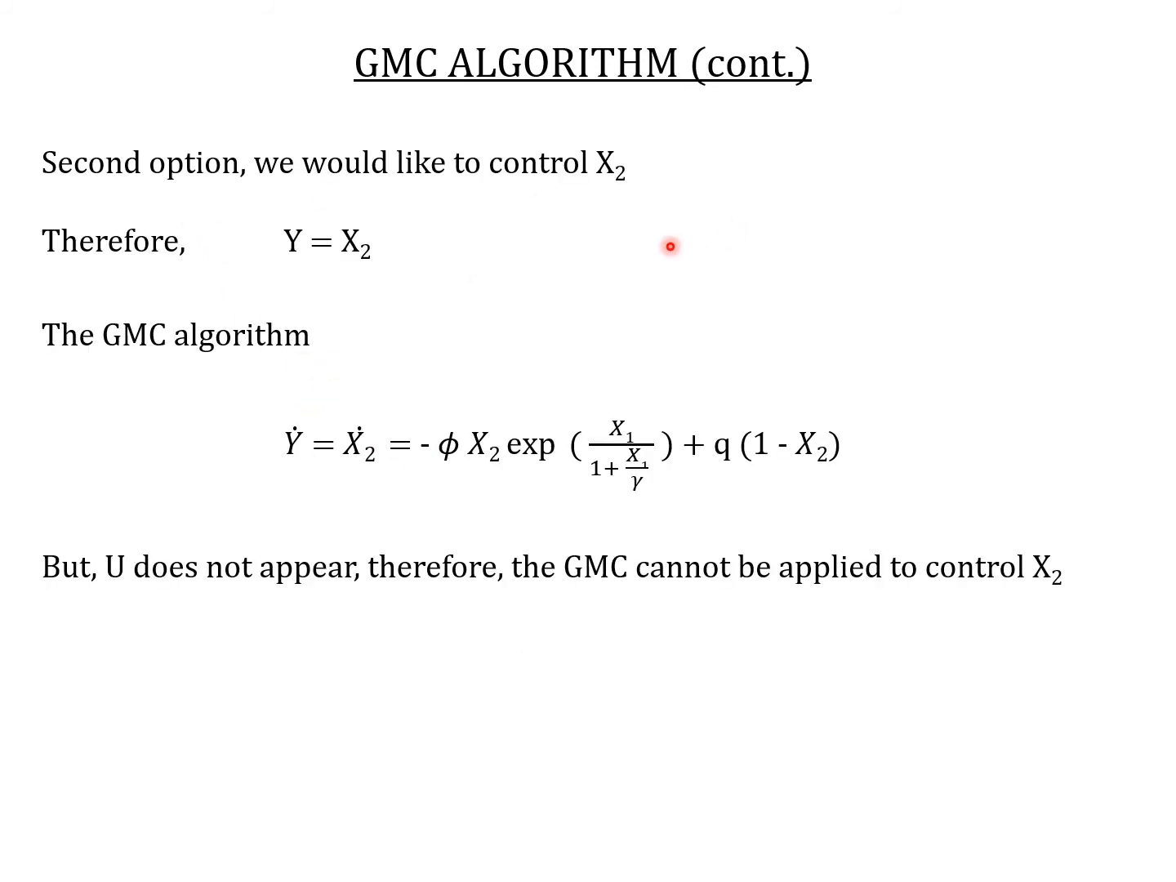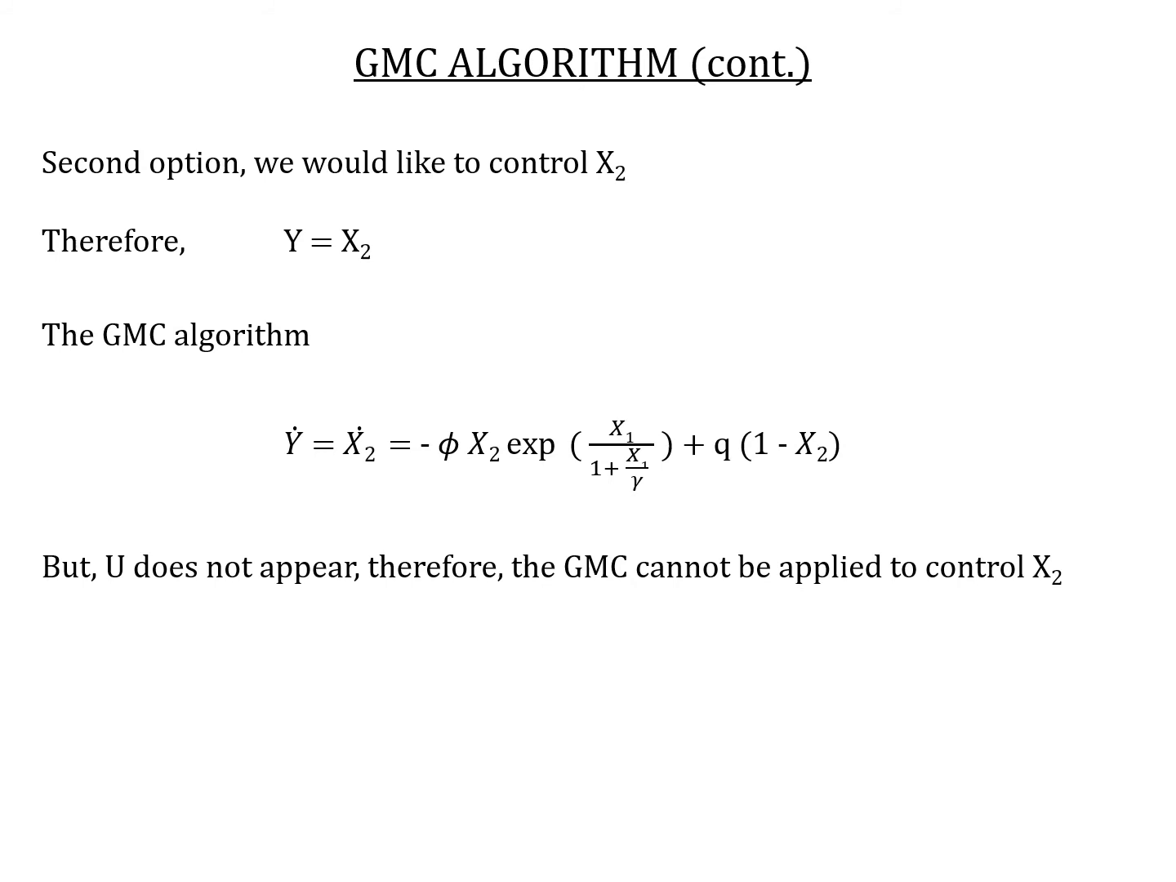If we choose another option, to control x2 instead, we have the equations of x1 and x2 as state variables. But if we design for y equals x2, we get y dot equals x2 dot, which gives this form, but there is no u related to it. It is not linear in control, so we are not able to formulate u. So in this case we cannot apply GMC. GMC cannot be applied to control x2, only x1.